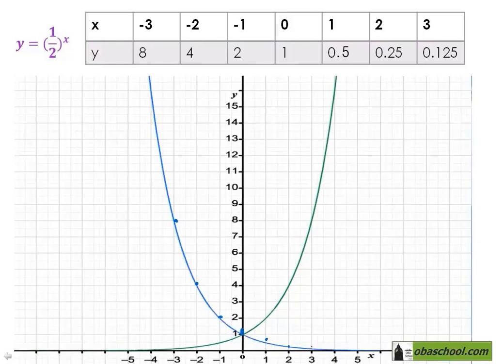Now connecting the points, we now finally have both of our curves, the one for 2 to the power x and the one for half to the power x. You can straight away notice how the horizontal axis is acting as an asymptote for both curves and how each curve is reflecting the other one on the other side of the vertical axis. And so basically that would be all for this tutorial.